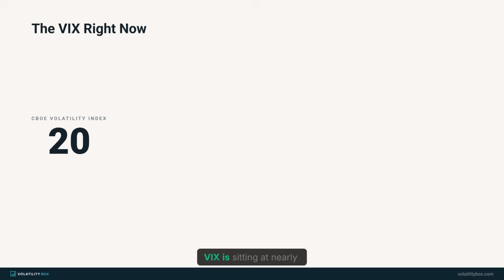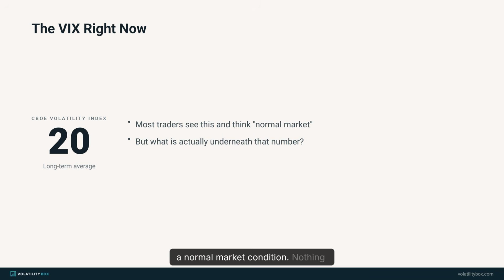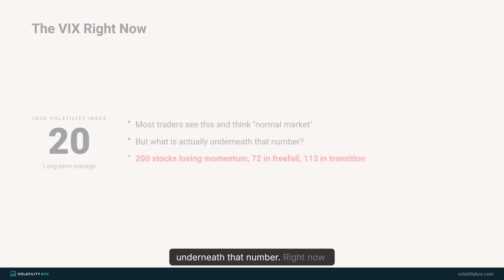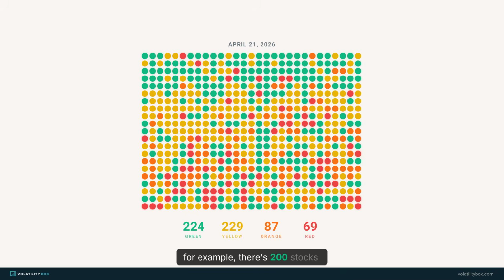Right now, the VIX is sitting at nearly 20. That is the long-term average. Most traders see that and I think they default to thinking this is a normal market condition. Nothing to see here. But the real question you need to be asking yourself is what's underneath that number. Right now, for example, there's 200 stocks that are losing momentum as we speak. 72 are already in free fall, 113 are in transition.